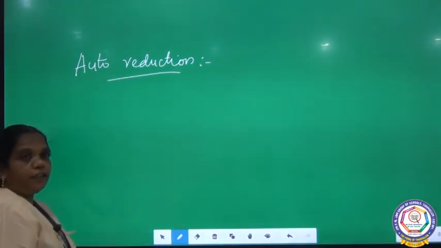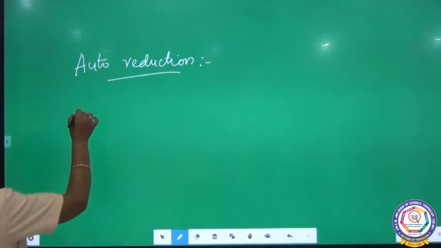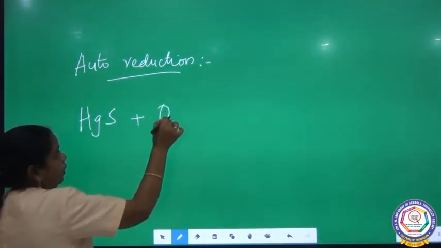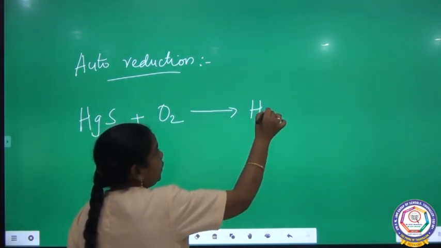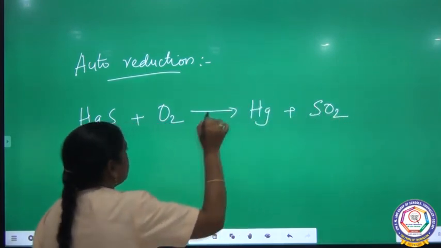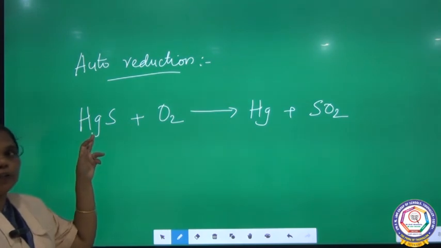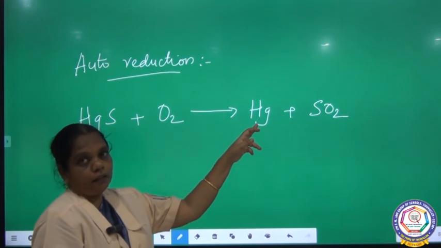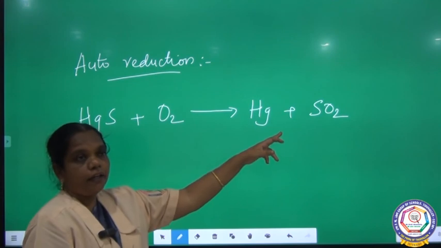In auto reduction, the reducing agent is not necessary. Here, mercurous sulfide on heating forms mercury and sulfur dioxide. So everything is balanced. Now in this compound the mercury is found in the form of ion, it is reduced into metallic mercury, and sulfur is going to be oxidized to sulfur dioxide.